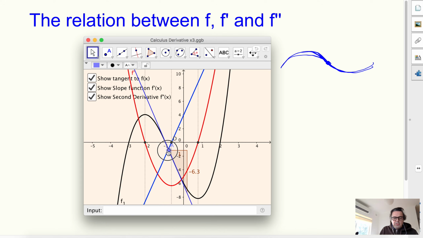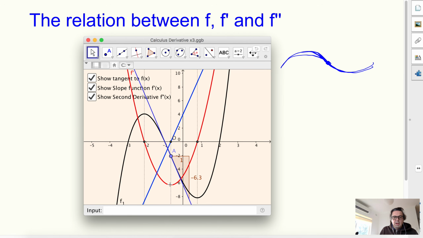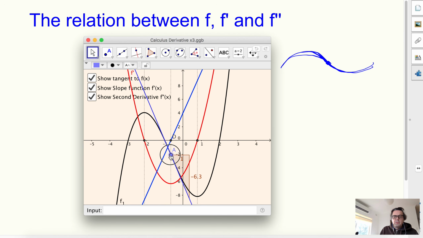So the function is a cubic, the derivative is quadratic, and the second derivative is a linear function. Where the second derivative is 0, we have a minimum for the first derivative. And a minimum for the first derivative indicates the steepest slope for the original function, right there.